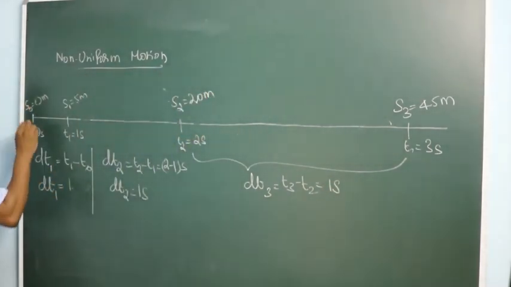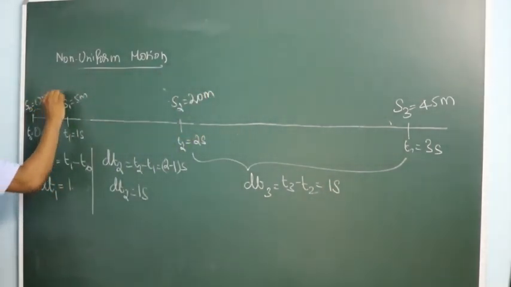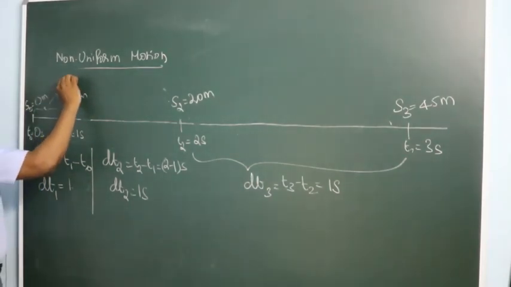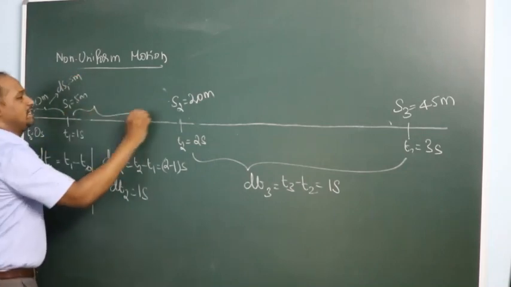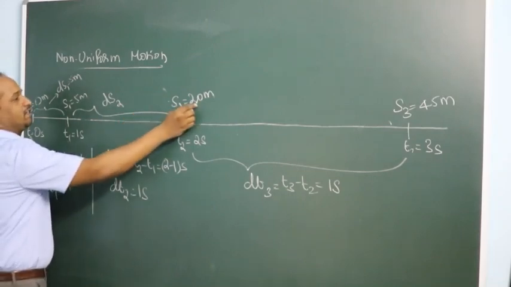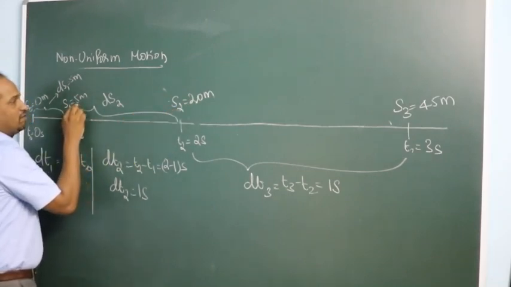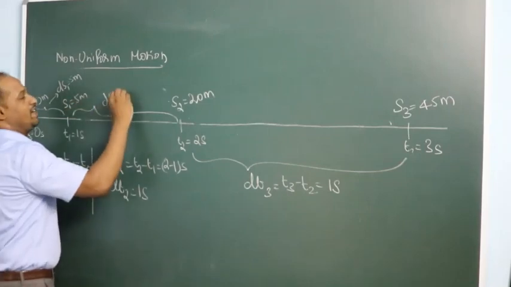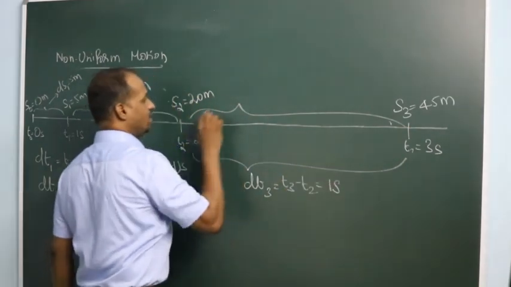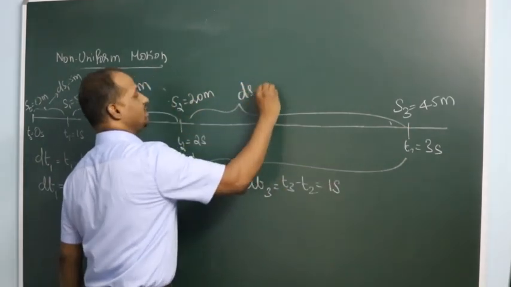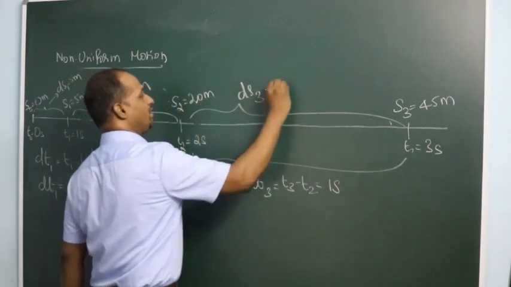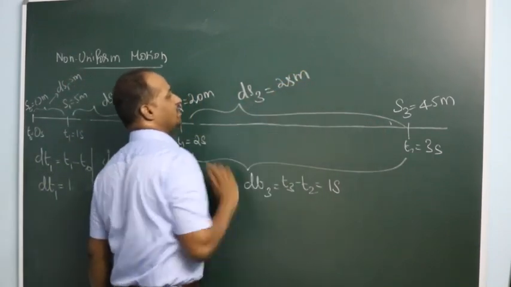Let's look at the change in positions. In the first second, the first change in position ds1 is s1 minus s0, which is 5 meters. In the next 1 second, the change in position is s2 minus s1, 20 minus 5, which is 15 meters. In the next 1 second, the change in position ds3 is s3 minus s2, 45 meters minus 20 meters, which is 25 meters.